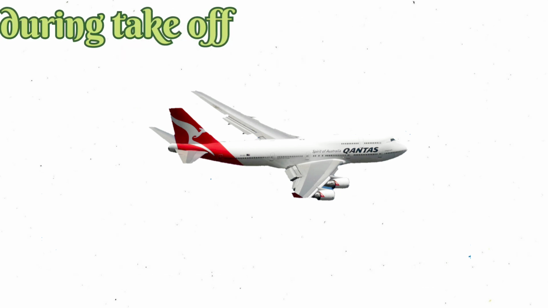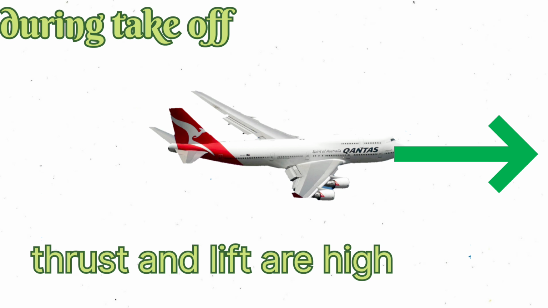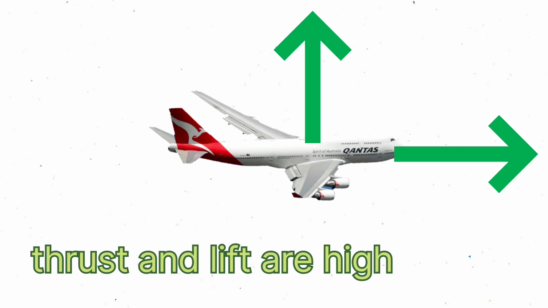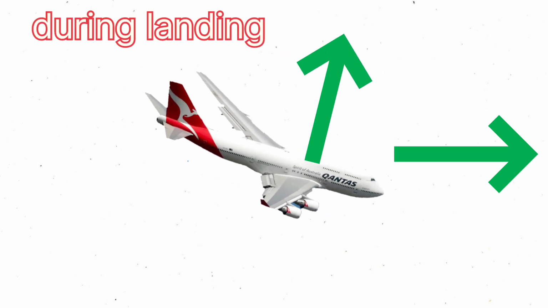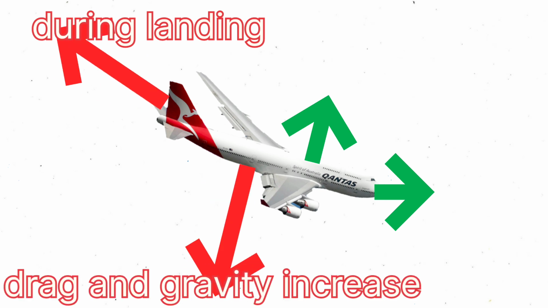During takeoff, the engines generate extra thrust, helping the airplane gain enough speed for the wings to produce lift. Once the airplane is in the air, the pilot adjusts the speed and wing angles to maintain a steady altitude. During landing, the thrust is reduced and drag is intentionally increased to slow the airplane down safely.